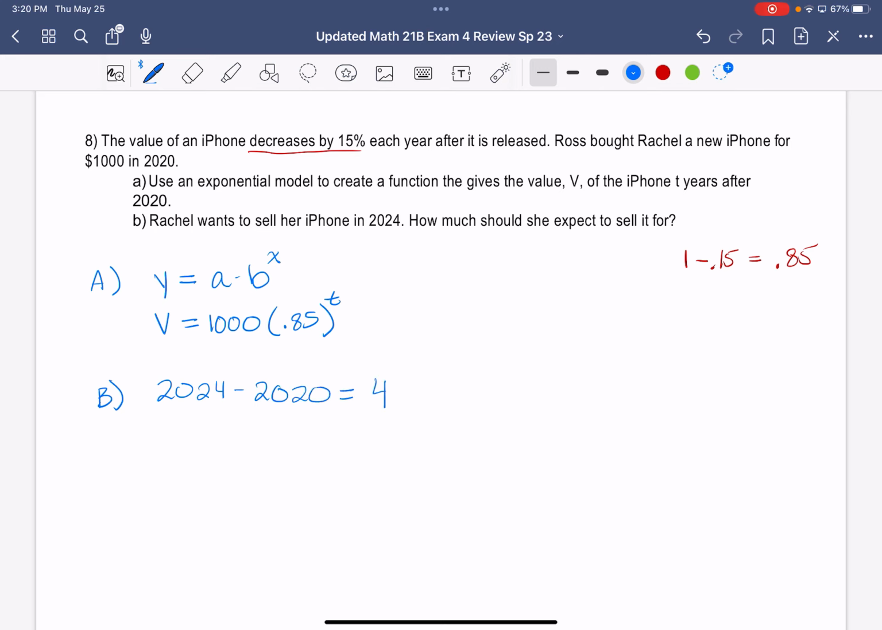Now what do I do with that 4? Plug it in for t. So the value of the iPhone is equal to the $1,000 it originally cost times the 0.85 it maintains for 4 years. Using your calculators, you'll see that the value of the iPhone has dropped down to $522.01.